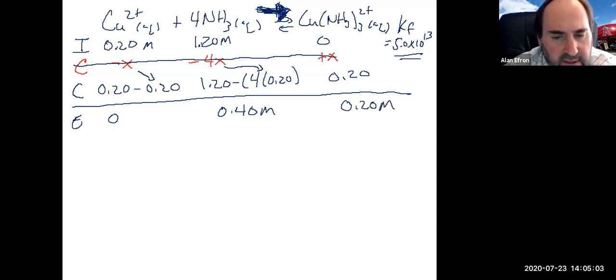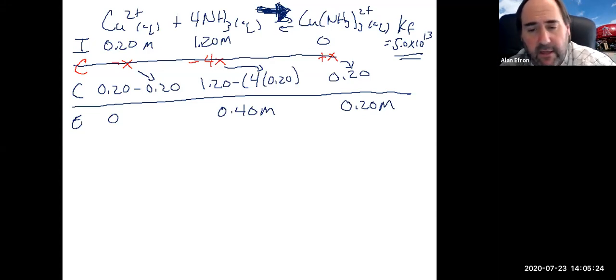First off, any questions on that table? It's basically the same idea as using x, except we kind of know what x is in this case. We make that assumption that because the K value is so large, all of the metal should definitely be used up and be part of that complex ion, which means we shouldn't have any metal left over. Any questions on that so far?